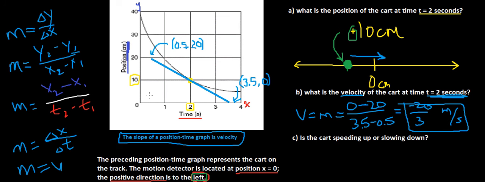So my final question regarding this position versus time graph is: is the cart speeding up or slowing down? So let's try to figure that out. Of course, remember, velocity is the slope. And so you're probably thinking, oh my gosh, I have to do a ton of calculations to figure out if the cart is speeding up or slowing down. And you're right, sort of. You're right that you have to compare the size of velocities, meaning you have to compare speeds, but you don't necessarily have to do any calculations.